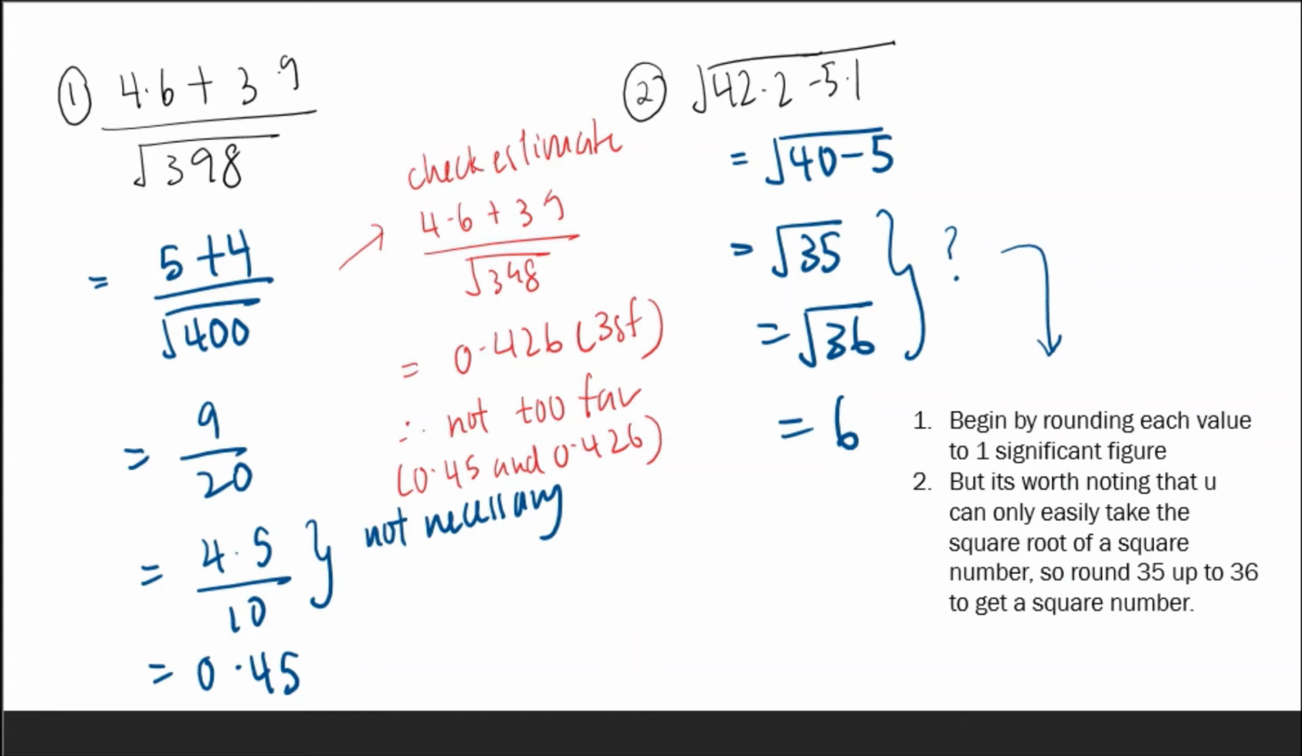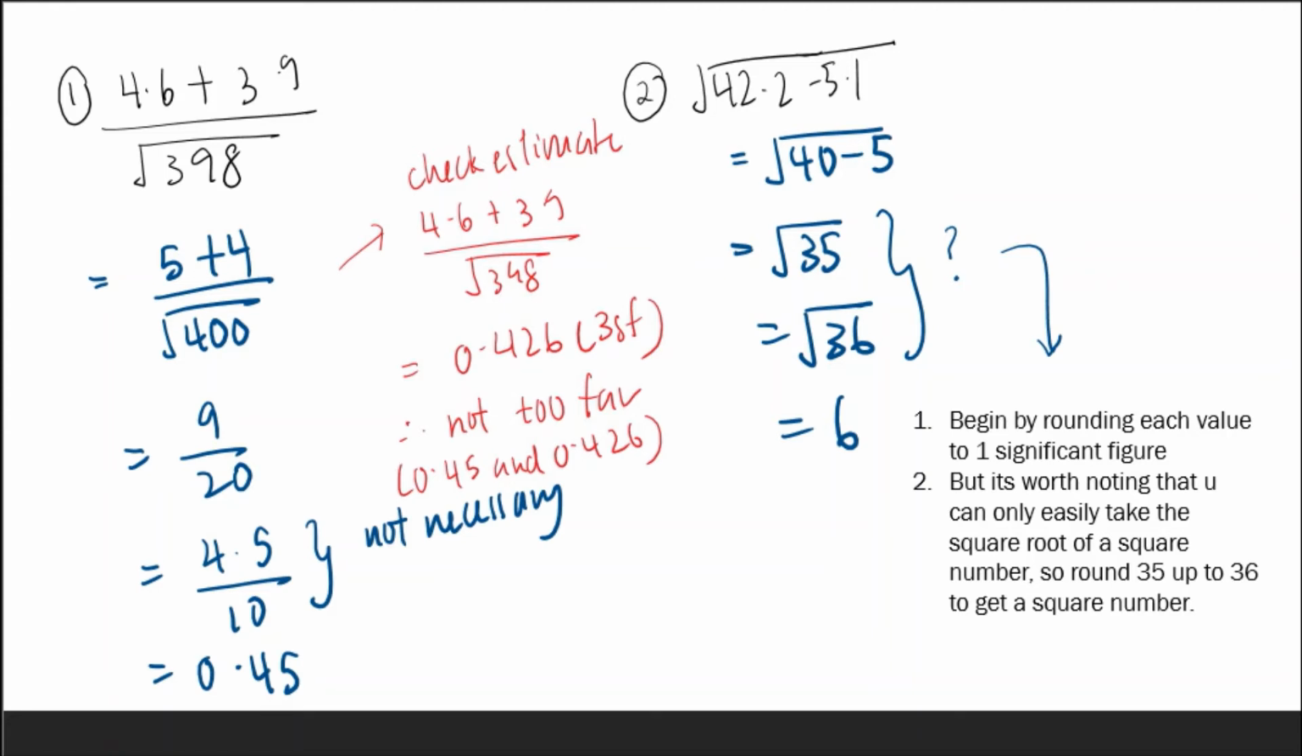Question 1, 4.6 plus 3.9 over square root 398. You round them to one significant figure, so 5 plus 4 over square root 400. Then you get 9 over 20, and then 0.45. So now you check the estimated value by finding the real value of the calculation. So 4.6 plus 3.9 over square root of 398, using your calculator, you get 0.426, three significant figures, and therefore the two values are not too far. That's your estimated value, 0.45.